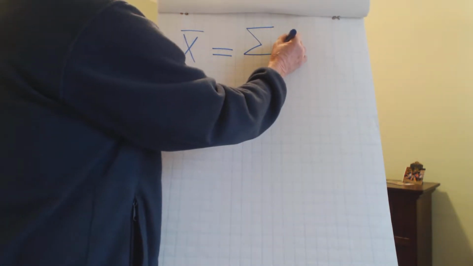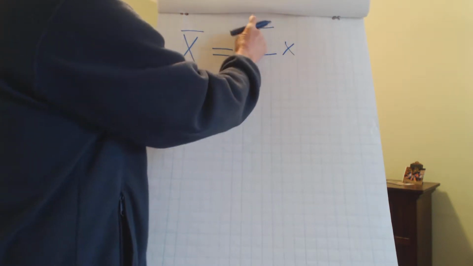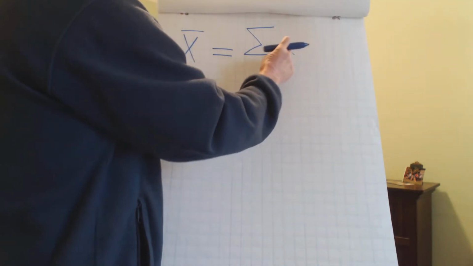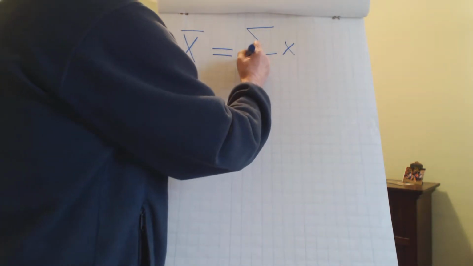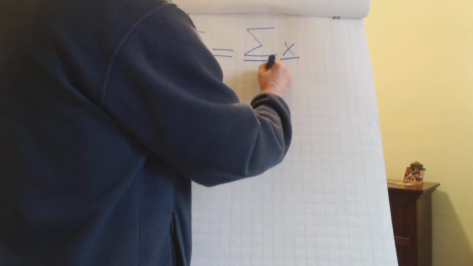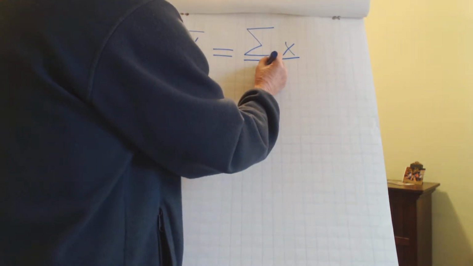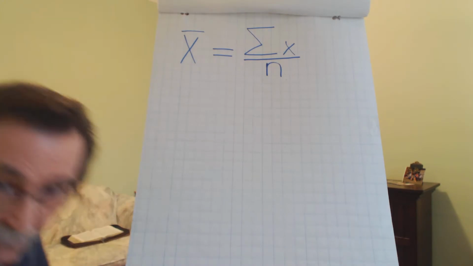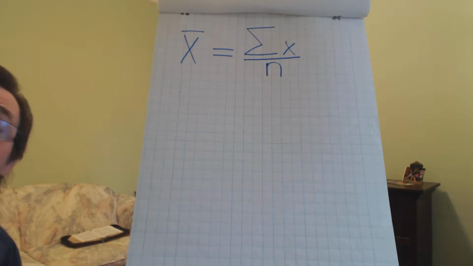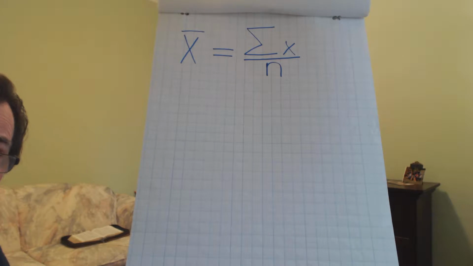Uh-oh. So there's a big Greek E called sigma. And there's our x again. And I'm going to draw a line, like a division line, and put that all over n. So there we have a formula. And we read that as x bar is equal to the sum of all the x's, or the sum of all the scores, divided by the number of scores.